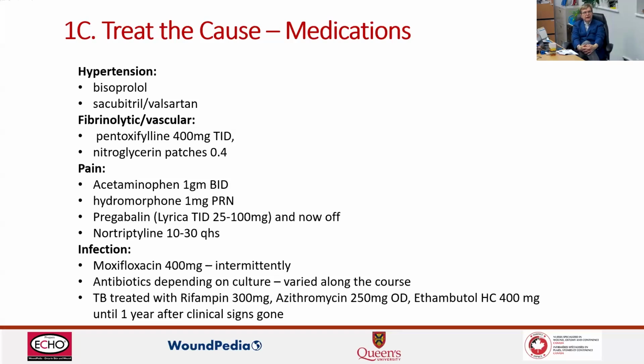Moxiflox 400, antibiotics depending on the culture varied along the course. He had some TB in his lungs, and maybe from the smoking and previous exposure. And he was, for part of the time, on rifampin, azithromycin, ethambutol, or triple therapy, which he took for 1 year after the clinical signs of the lung disease. So this guy had another disease going on at the same time. Next one.